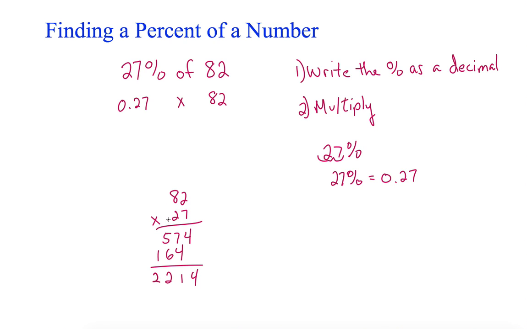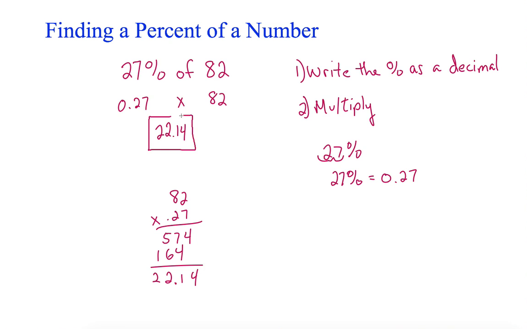So we have 2 decimal places, 1, 2. So I move over from this spot, 1, 2. And if you're having problems multiplying with decimals, check out to the right. You'll see a video to give some information on that. So our answer to 27% of 82 is 22 and 14 hundredths.